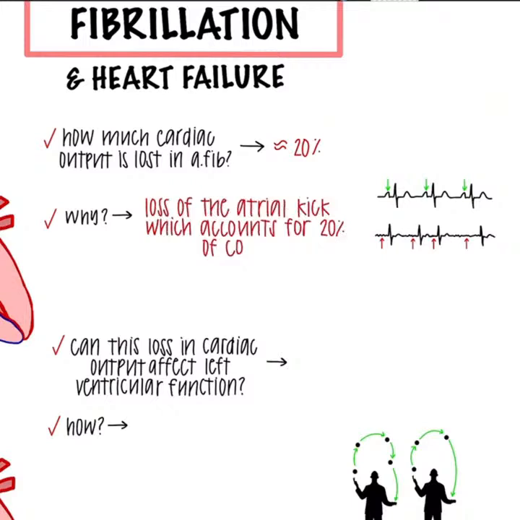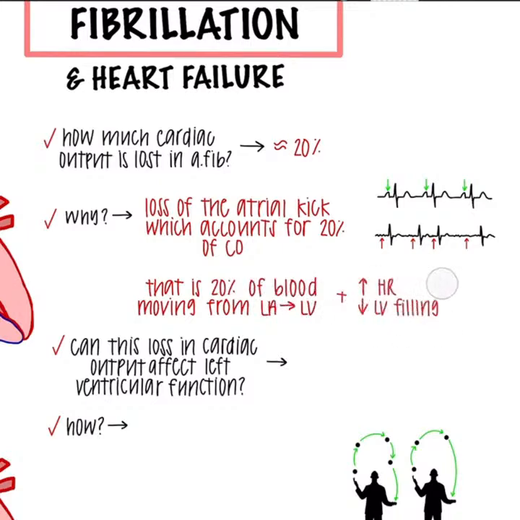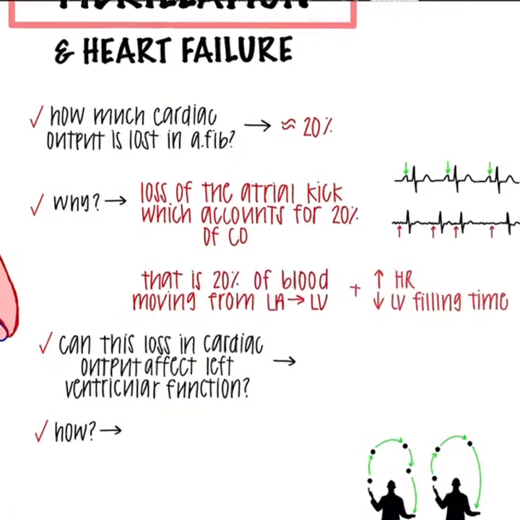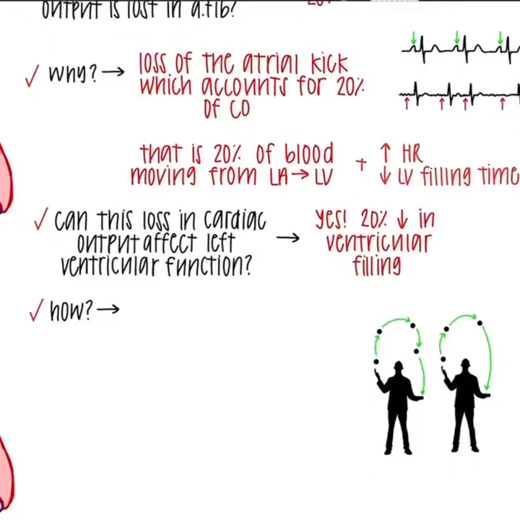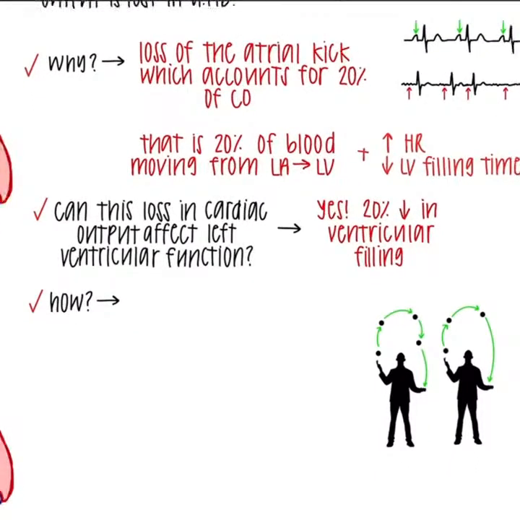Well, the loss of the atrial kick accounts for about 20% of your cardiac output. So that's about 20% of blood that moves from the left atrium to the left ventricle that's lost. And you also have increased heart rate and a decreased LV filling time. So can this loss in cardiac output affect LV function? Yes, about 20% is lost from that atrial kick that should go into the left ventricle.